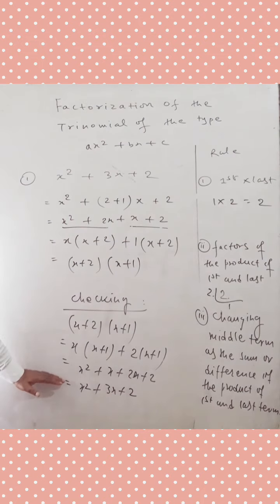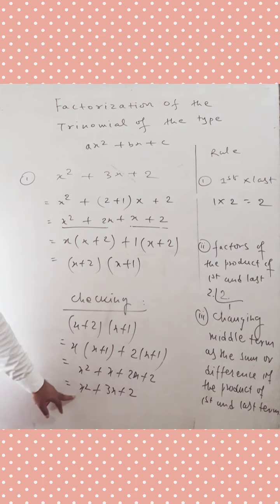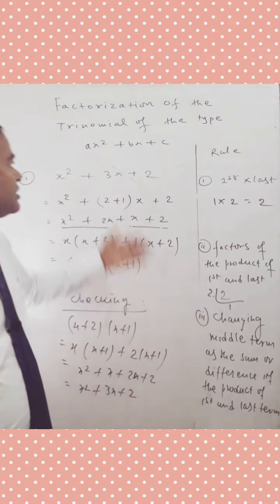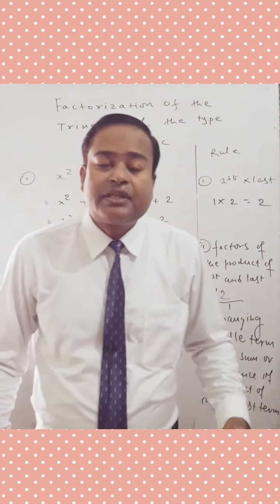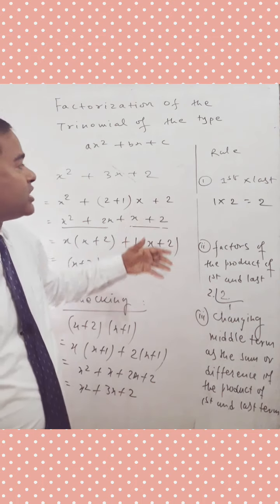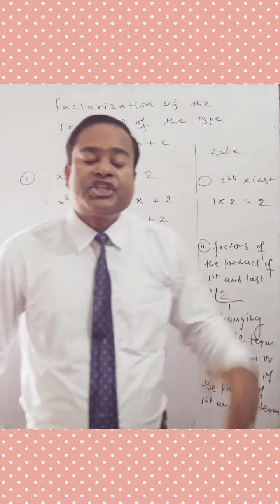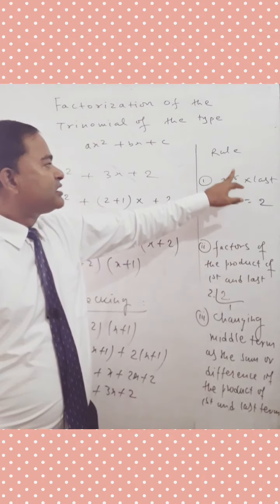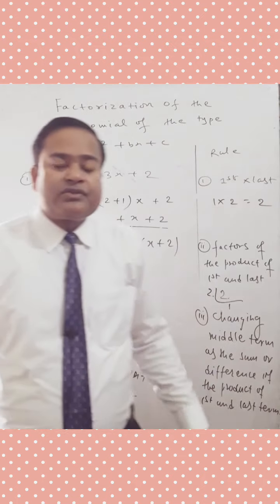So we can do by checking also. If we multiply x plus 2 and x plus 1, then again we'll get x squared plus 3x plus 2. That means again we'll get the same algebraic expression. So this means I hope from this video you have understood how to factorize the trinomial of the type ax squared plus bx plus c by using the rule of first into last method.